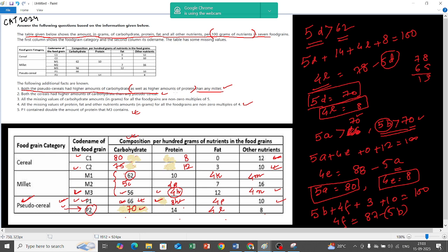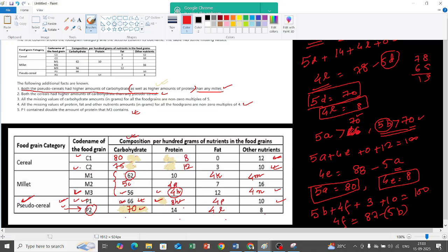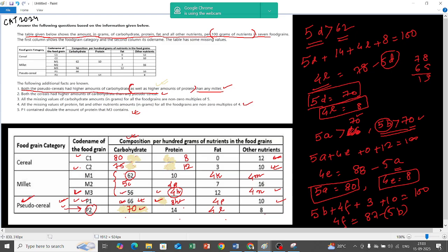Now let's go to this particular instruction. Now let's come to this part. As well as higher amounts of protein than in millet. So it is given that both the pseudo cereals have higher amounts of protein than in millets. So protein is what? This portion. This is protein, right? And in millet, these are the proteins, right? So it is given that both the pseudo cereals have a higher amount of protein than any millet, right?